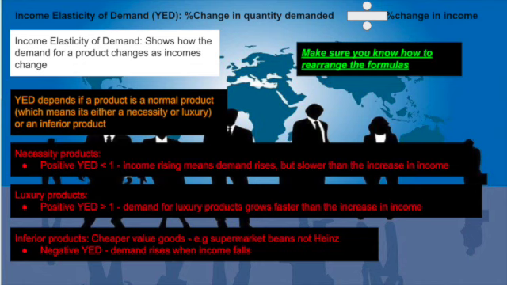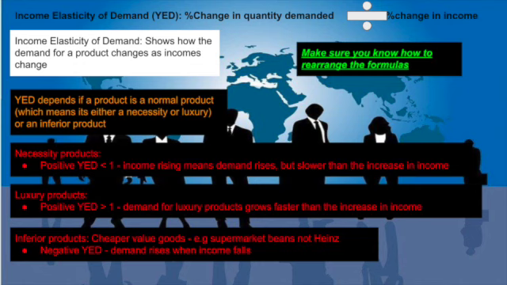Usually it's written as YED for income elasticity of demand, and it depends if a product is a normal product, which means it's either a necessity or a luxury, or an inferior product, which we'll go into in a second. Necessity products have a positive YED that is less than 1. So as income rises, demand does rise for these products, but slower than the increase in income. Don't worry if you don't understand what that means. To be honest, you don't really need that part. You just need to remember when it's a necessity and when it's a luxury, for example.